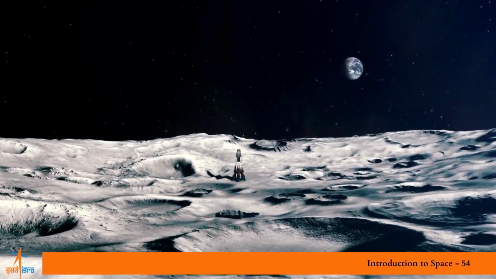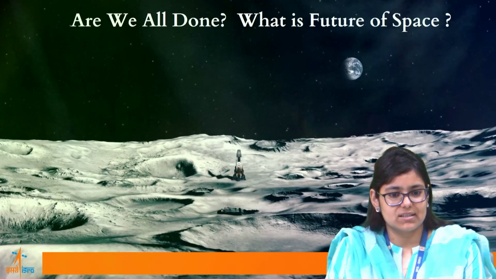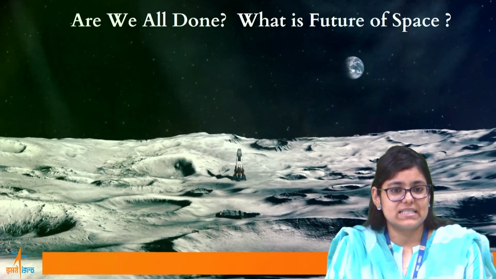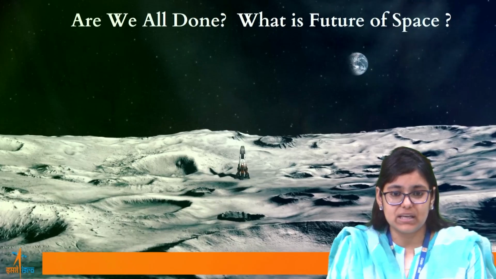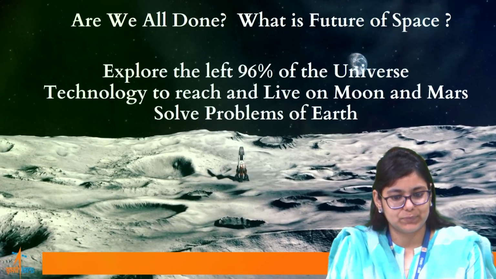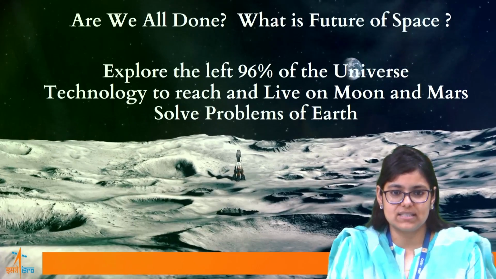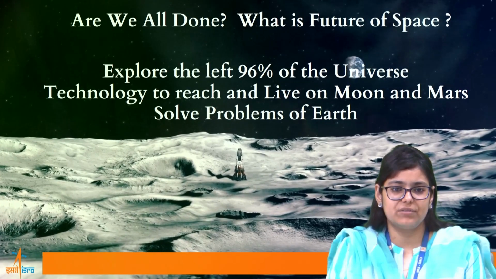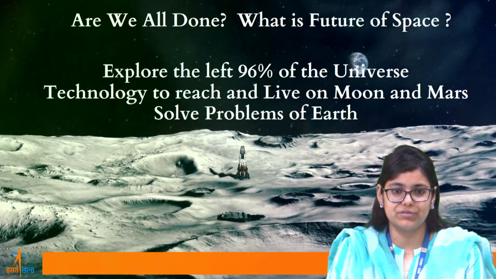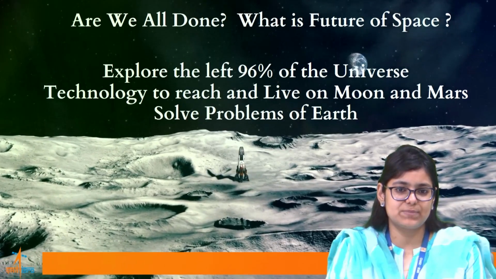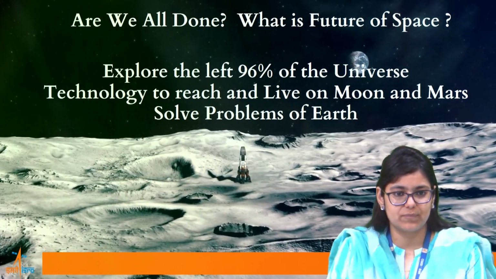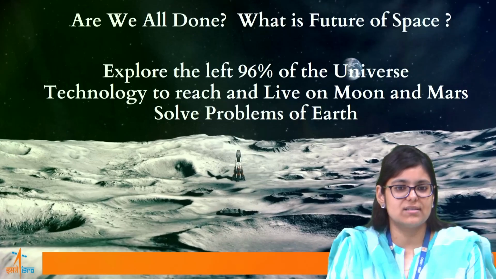So is what we have done so far and found out so far about the universe enough? Are all the big questions answered? Is this the future or is there something else coming out? Many astrophysicists and astronomers say that we have only discovered 4% of this universe. The rest 96% is unexplored. We have much more answers to find.